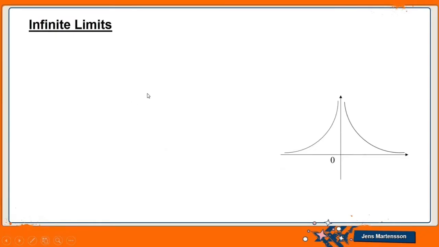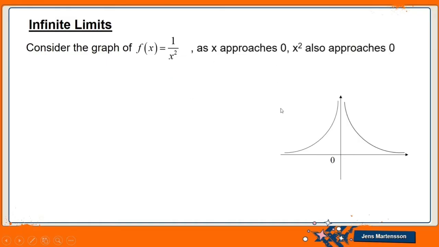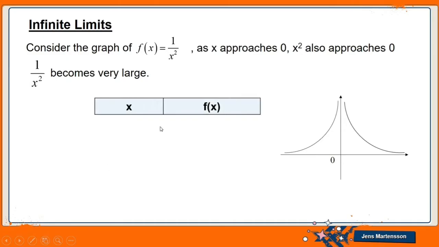Okay, infinite limit. Consider the graph of f(x) equals 1 over x squared. When x approaches 0, x squared also approaches 0, and 1 over x squared becomes very large. When we substitute x equals 1 in f(x), we get f(x) equals 1, and you can see in the graph that 1 is here.